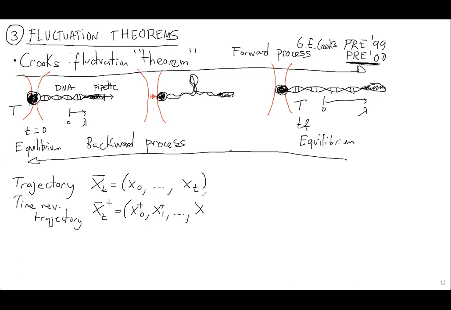And at some point we'll have x plus t, in such a way that x plus zero equals the final value in the forward trajectory. So it's like time mirroring the forward trajectory. This will be xt, then we see xt minus one, and then finally ending in x0. Okay, this is the time mirroring of the forward trajectory. This is notation. I will sometimes also call it x bar, and sometimes x bar plus. Okay, bar stands for trajectory, and plus stands for time reverse.